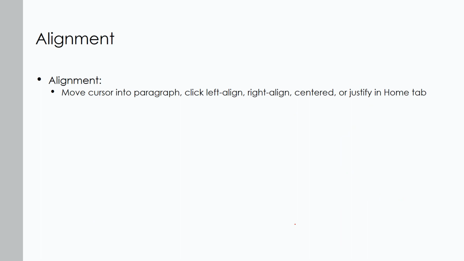So next thing we're going to look at is going to be our alignment. So the purpose of alignment is to change basically the positioning of the text we have selected or paragraph or everything on the page to a different spot on our page. So we have four types of alignment. We have left align, right align, center, and justify. These are all located on our Home tab. So we'll take a look at these real quick.